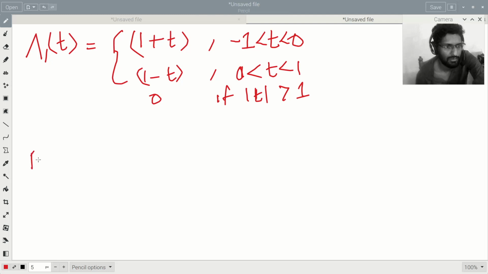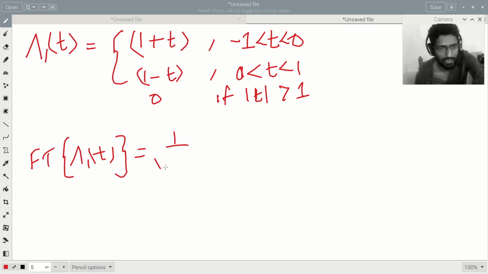So the Fourier transform of triangle 1 of t, that is what we are going to find. By definition, this is equal to 1 by root 2 pi. I mentioned in the previous classes that this 1 by root 2 pi is optional. In physics we usually use this constant. In mathematics we use some other constant. In some other cases there is no constant. So this constant depends upon which subject you are dealing with.